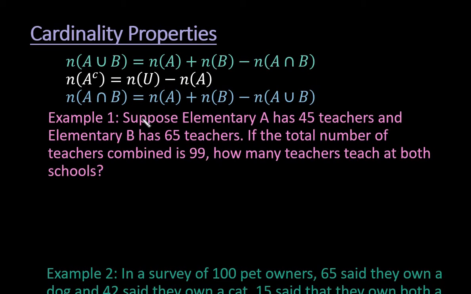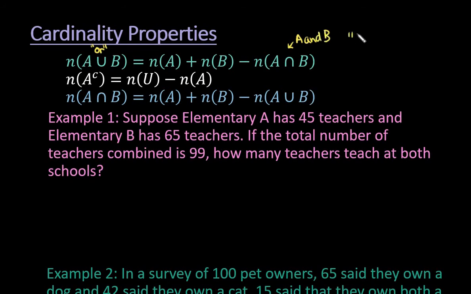Hi, for this video what I want to do is talk to you about cardinality properties that we use when we are studying sets. Okay, so the first property that we have is the number in A or B. Sometimes you'll see this as combined. It might show up that way visually or verbally. So the number in A or B is equal to the number that is in set A plus the number in set B minus the number in both A and B.